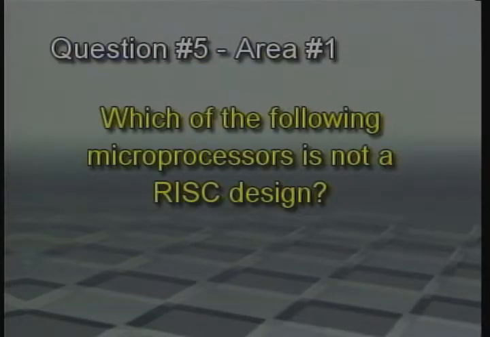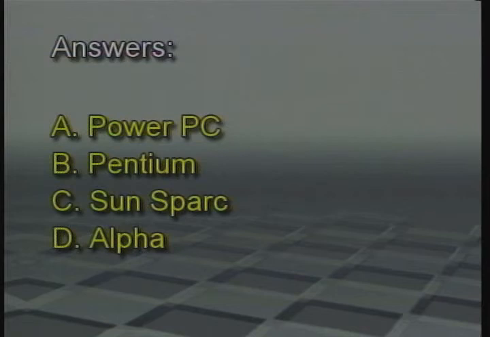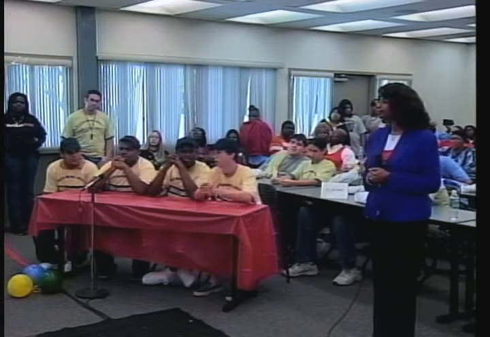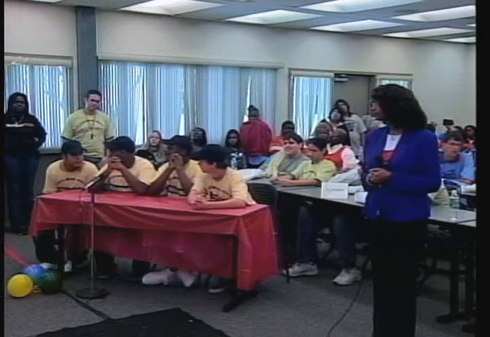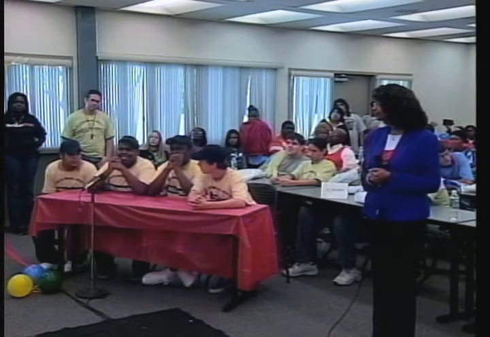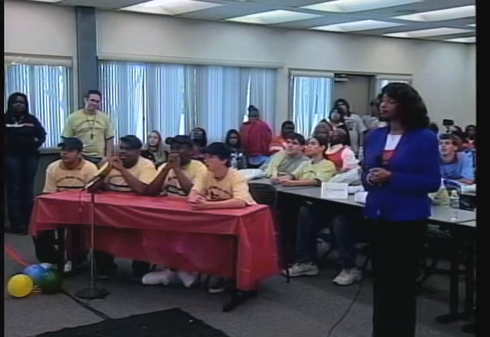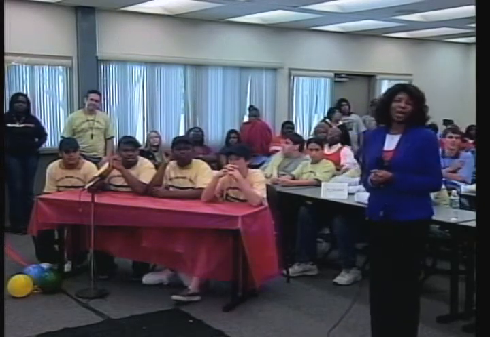Question number 5, back over to Microsoft. Which of the following microprocessors is not a RISC design? Is it A, PowerPC, B, Pentium, C, Sun Spark, or D, Alpha? D, Alpha. That's incorrect. INS, you have 10 seconds. C, SunSpark. That's incorrect. Thank you.